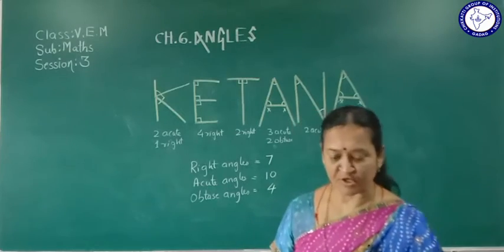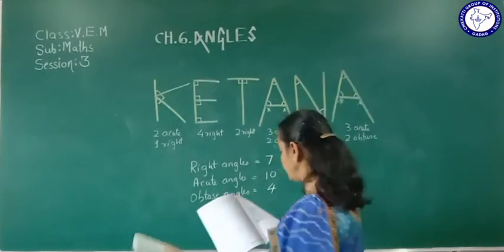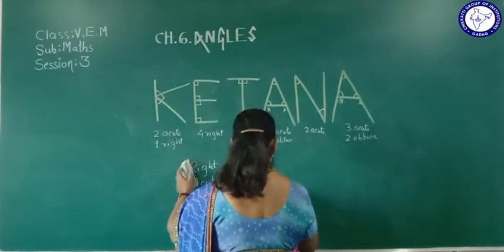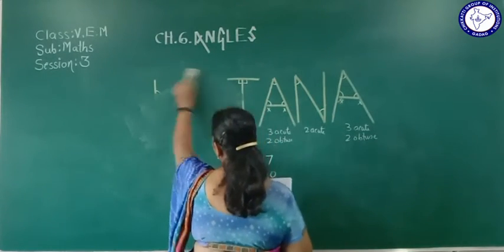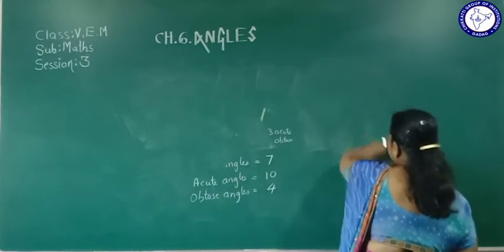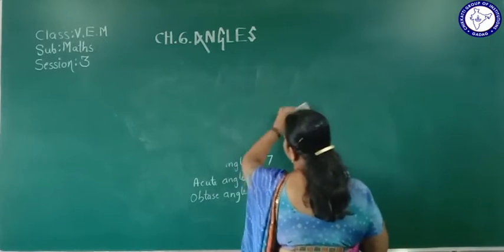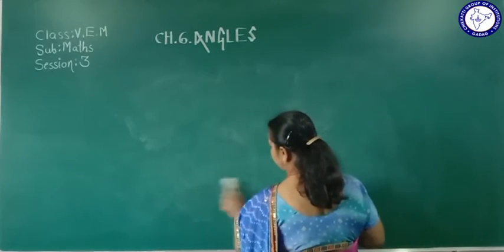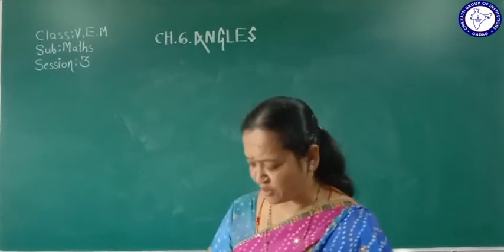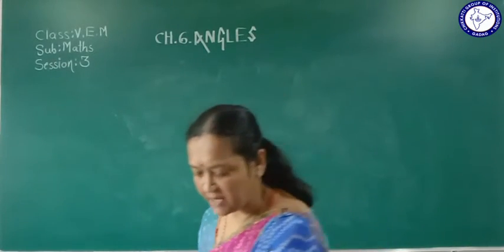Now sixth question, what does it say? Write the measurement of angles between two hands of the following clocks and name them. So here some clocks are drawn. Those clocks we have to measure the angle, and what should we do? We should name it.